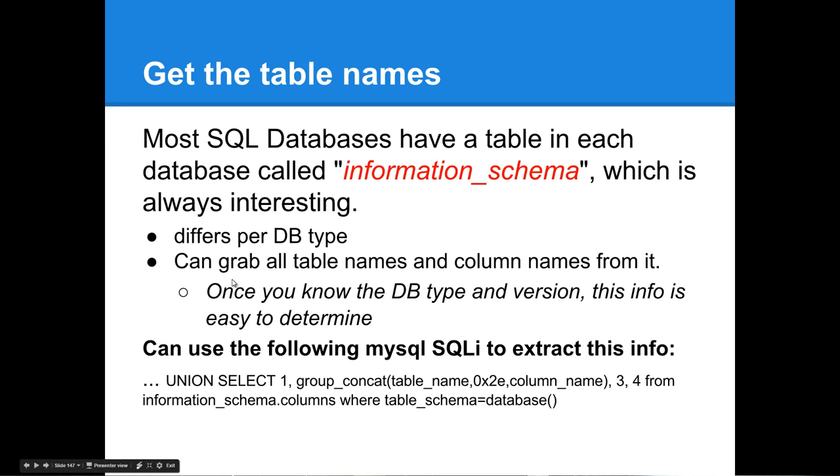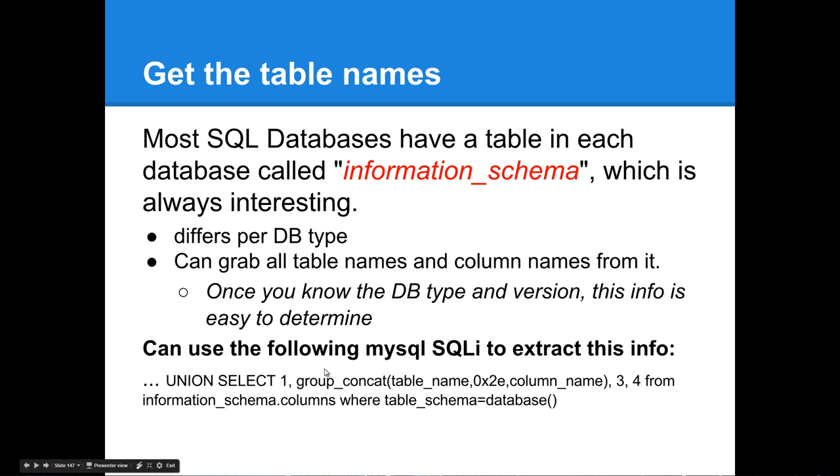So next, you want to grab the table names, and most SQL databases have a table in each database called information_schema. It always contains very interesting information. It will differ per database type, and with this table you can grab all the table names and all the column names from the database. And once you know the database type and version, this information is very easy to determine. There are cheat sheets, etc.